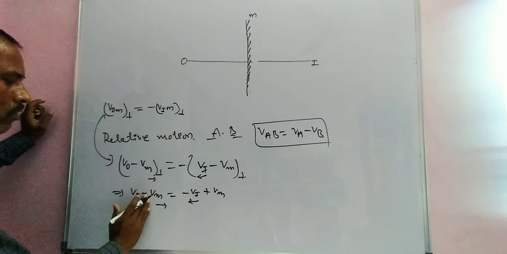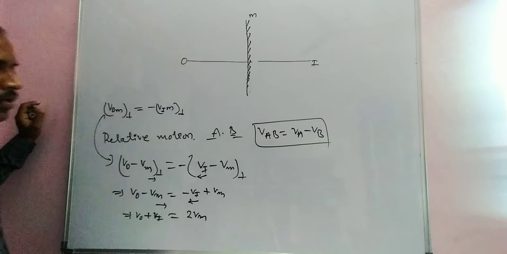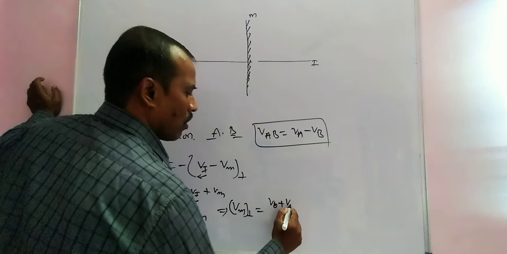That means VO plus VI is equal to 2VM. So the velocity of the mirror is equal to the velocity of the object plus the velocity of the image, divided by 2.